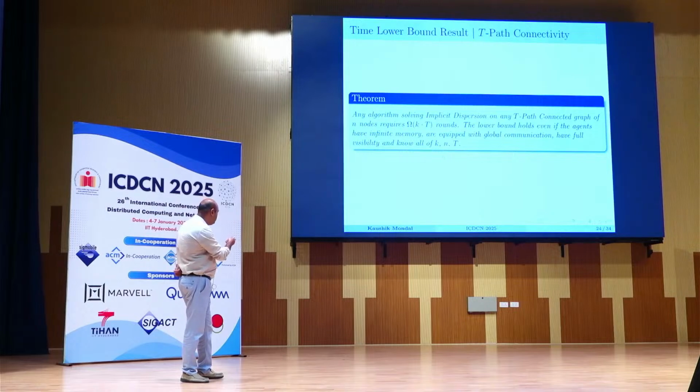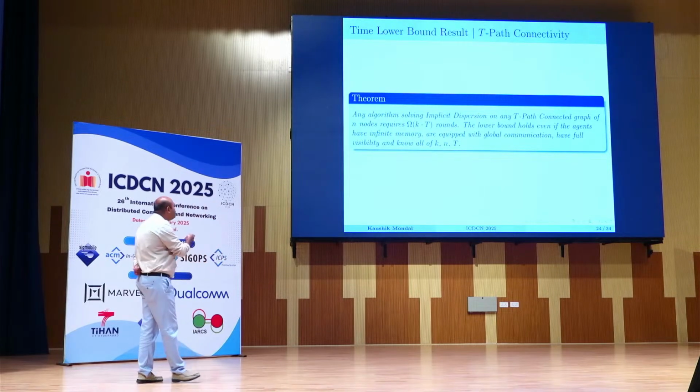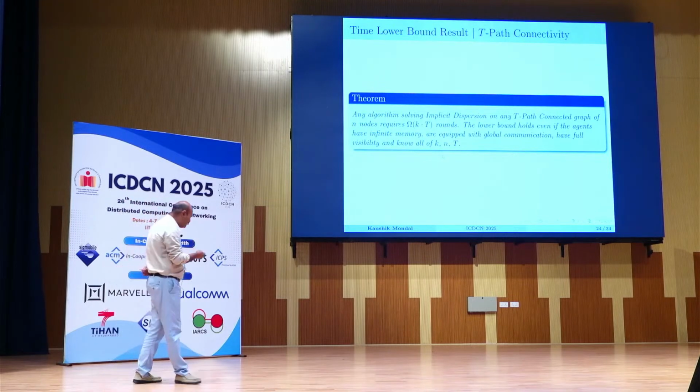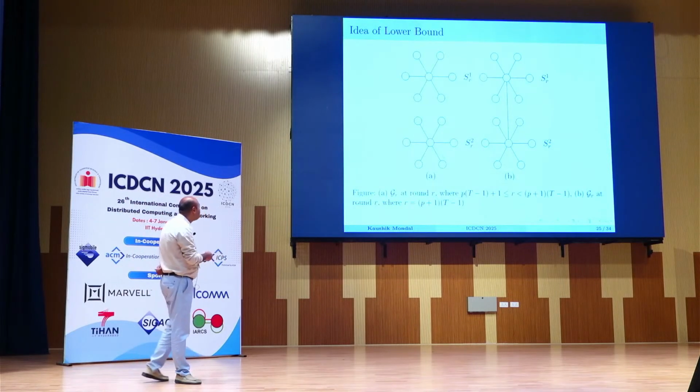And then we come to this lower bound result: any algorithm solving implicit dispersion on any T-path connected graph of N nodes requires Omega(KT) rounds, even if the agents are equipped with global communication, have full visibility and know all of K, N and T. And here the proof idea is very simple.